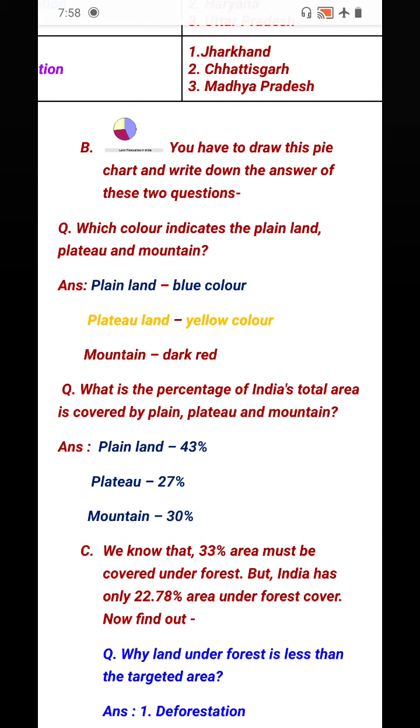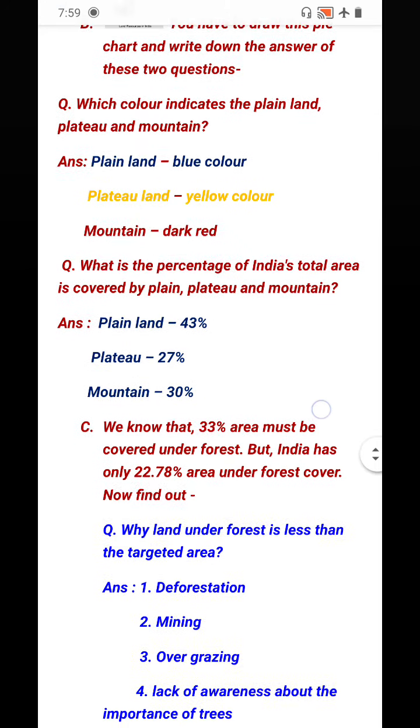And from this data you can easily understand why India is mainly dependent on agricultural activity. Why? Agriculture is the most important economic activity. It is the base of our country's economy, because due to the availability of plain land, 43% of the area comes under plain land. Plain land is suitable for crop cultivation and has fertile soil. That's why India's economic activity is mainly based on agriculture or farming.